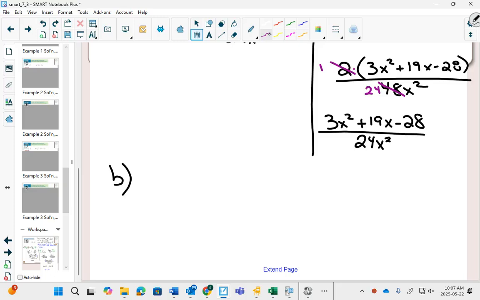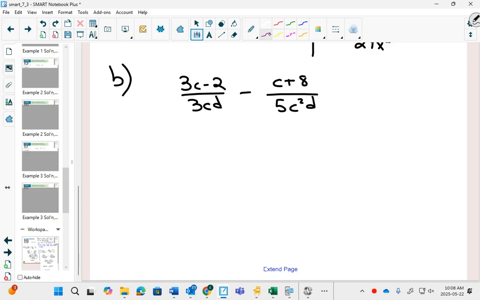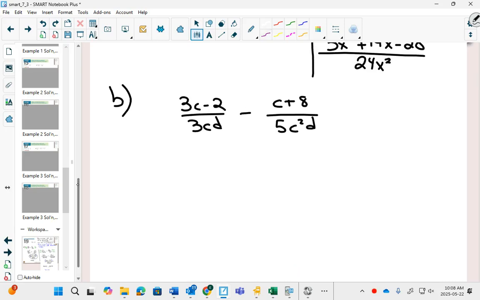Part B, things get more difficult when you're subtracting, and in part B we're subtracting 3c minus 2 over 3cd, subtract c plus 8 over 5c squared d. Okay. So again, we're subtracting. This is adding and subtracting, so those things would get grouped together on the top and the bottom.